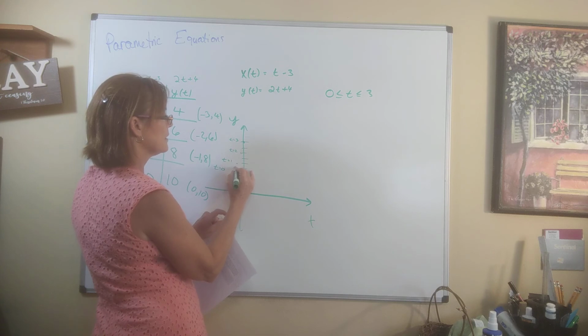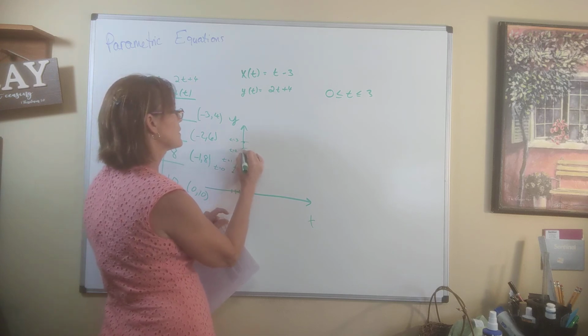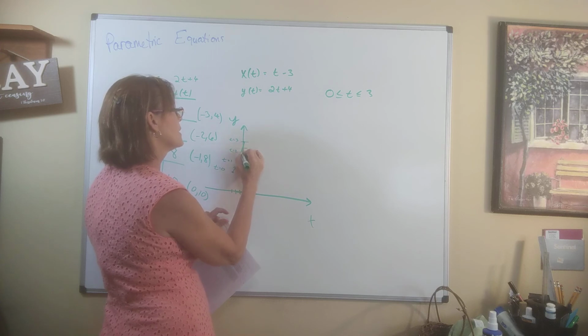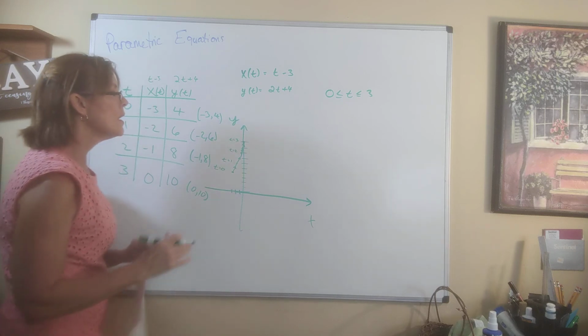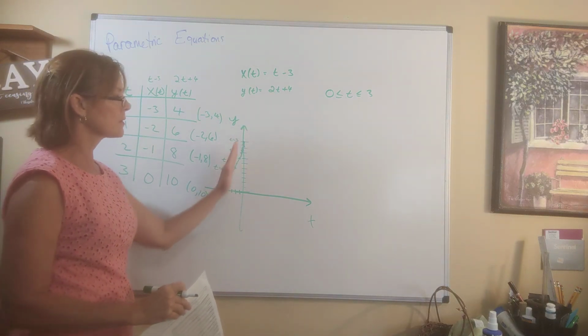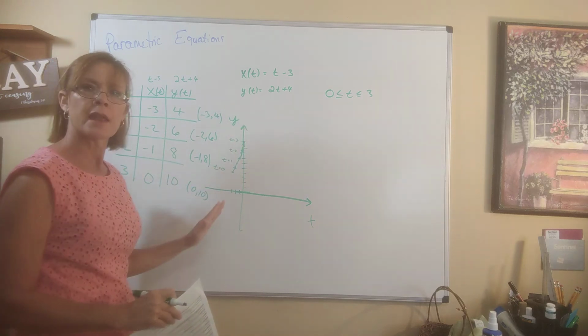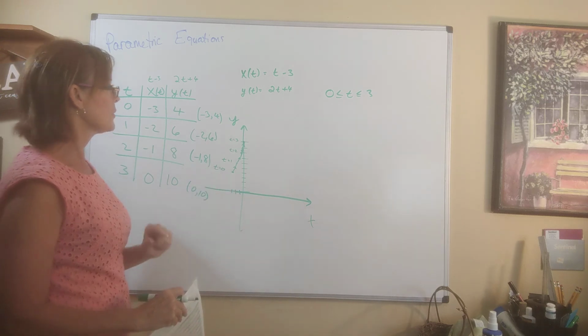From here to here, it shows the direction that our particle is moving. It's moving in this direction. So we could have a line there with just x and y, but we wouldn't know if it was going from down to up or from up to down or back and forth even. So this tells us what's happening here.